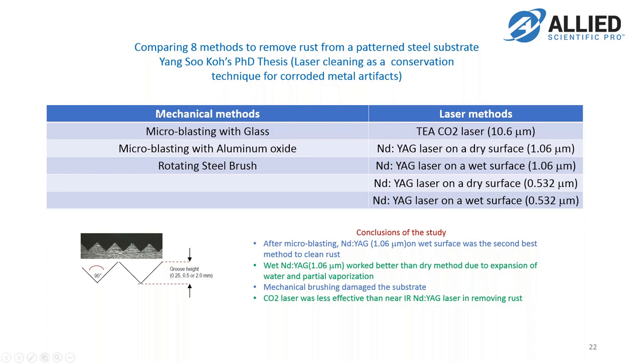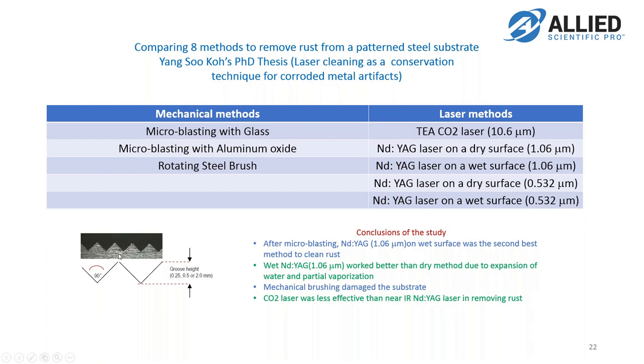And then they used the CO2 laser at 10.6 micron and YAG lasers at 1.06 with a dry surface or pouring water during the operation, and also the double harmonic at 532. After the cleaning, they found that the best method was microblasting, of course not considering the contamination it causes that has to be cleaned, but it cleaned the best. The second best method was the neodymium YAG on a wet surface. The wet method worked better than the dry method because the vaporization and expansion of water helped the cleaning.